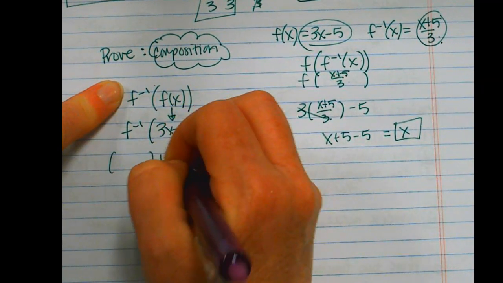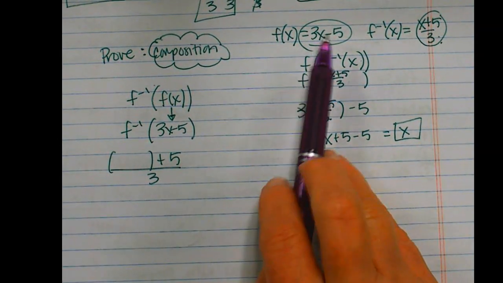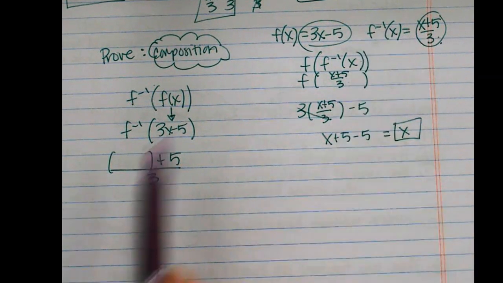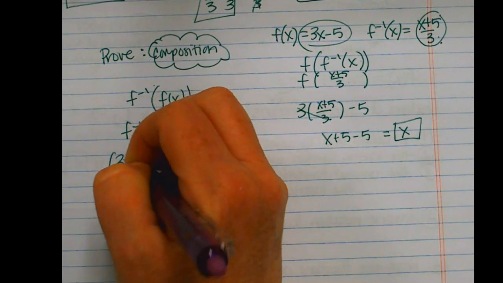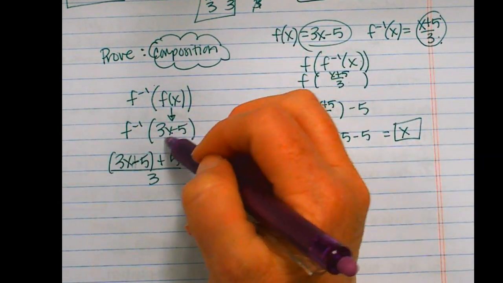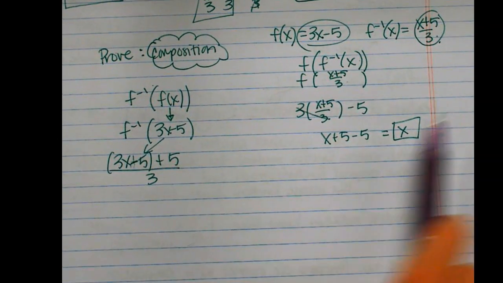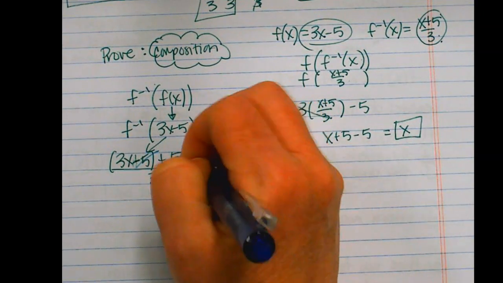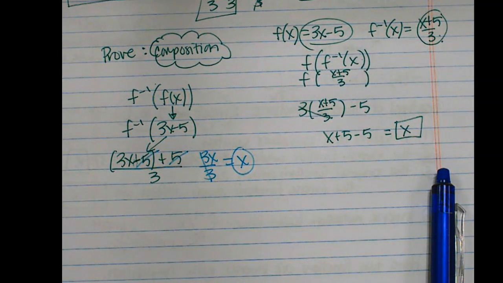It says something plus 5 all divided by 3. So I'm putting this function into x right here. I'm going to plug it in right here. 3x plus 5 goes here. Oops, it's minus 5. 3x minus 5. So I just put it right there. How does the top simplify? Because it says 3x minus 5 plus 5. It would be 3x over 3 equals x.